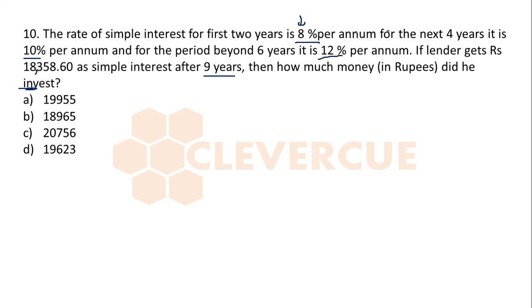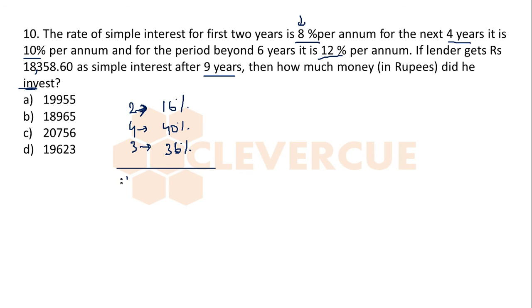Now for the first 2 years it is 8%, for the next 4 years it will be 10%, and beyond the period of 6 years it is 12%. Now here, for the first 2 years the rate of interest is 8%, so for 2 years it will be 16%. For the next 4 years it is 10%, so for all the 4 years combined it will be 40%, and for beyond 6 years, that is for the next 3 years it will be 12%, which will be equal to 36% for all the 3 years combined.